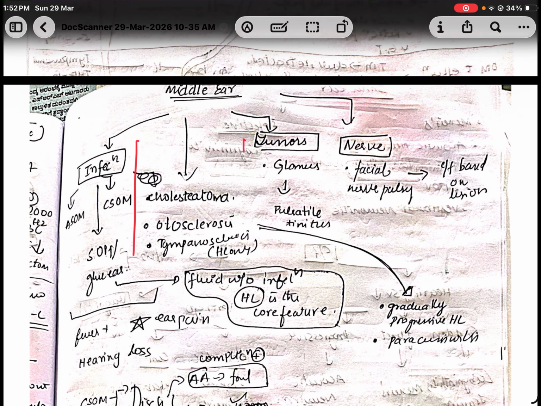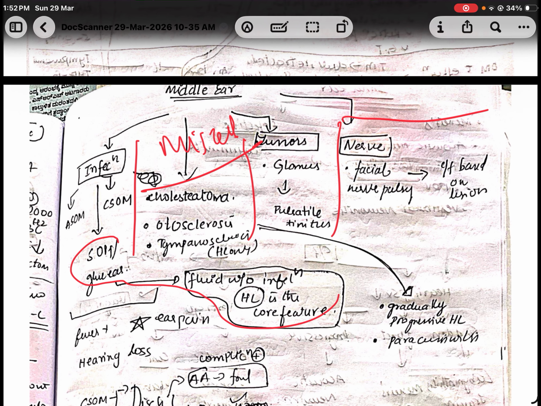I have classified them as infection, tumors, something related to nerves, and miscellaneous. These are the conditions which you have. SOM, that is glue ear, is not infectious, but since it has fluid I have included it under that. There are a few things which you need to consider while writing the answer for that question.